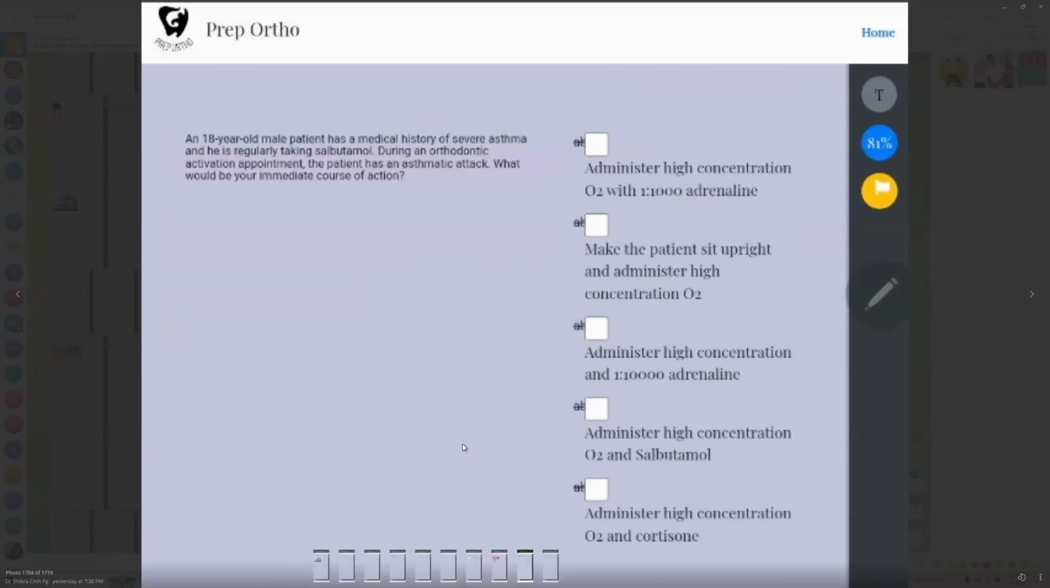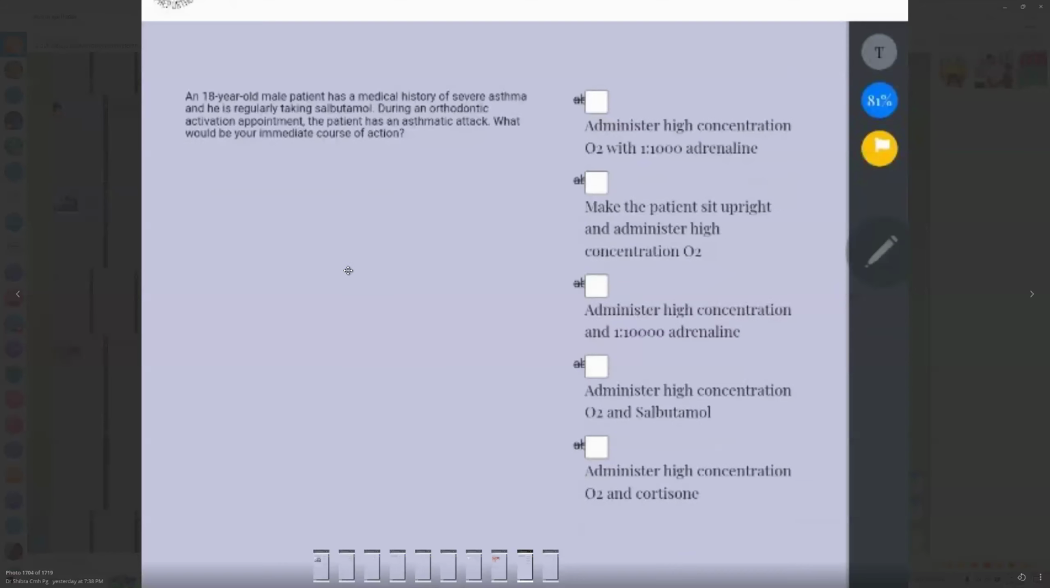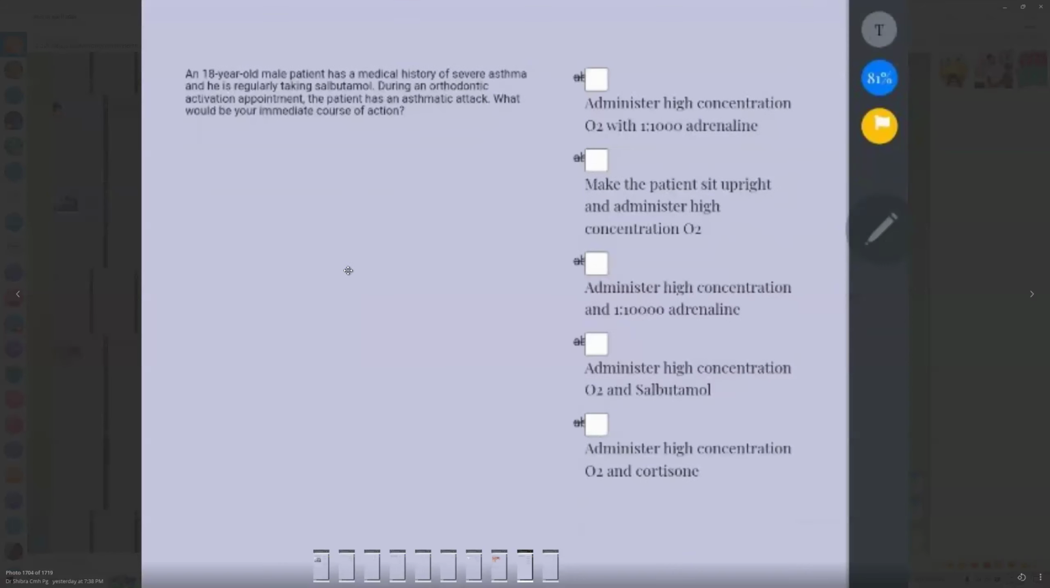An 18-year-old male has a medical history of severe asthma and is regularly taking salbutamol. During an orthodontic activation appointment, the patient has an asthmatic attack. What would be your immediate course of action? I will still follow first oxygen and then salbutamol. Not cortisone. Administer concentrated oxygen and salbutamol, option D.